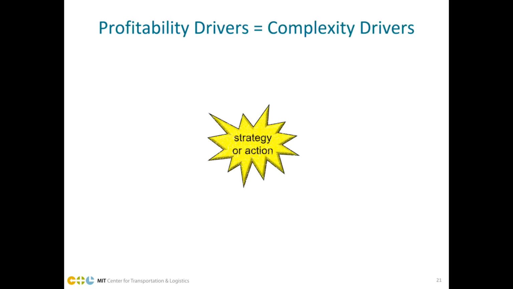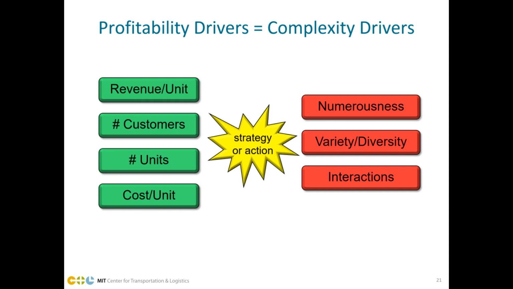So what I have here on this chart are the profitability drivers on the left in green, and any strategy will translate into some of the complexity drivers. And I just have the first 3 listed here. And so let's go through some simple examples.